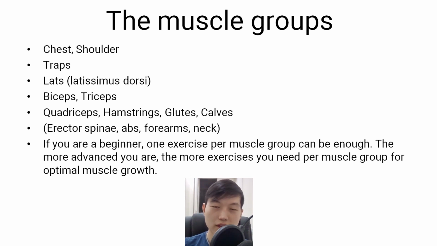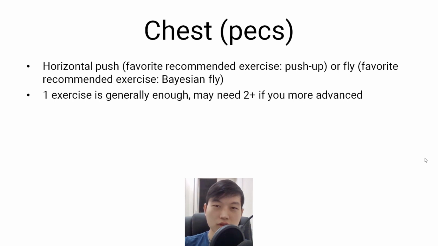So let's see how many exercises do you need in total and how many exercises do you need per muscle group. Let's start with the chest. So, for the chest, also known as the pecs, the pectoralis major, you need one exercise. One exercise is generally enough. If you are more advanced, you may need 2 or more exercises for optimal muscle growth.